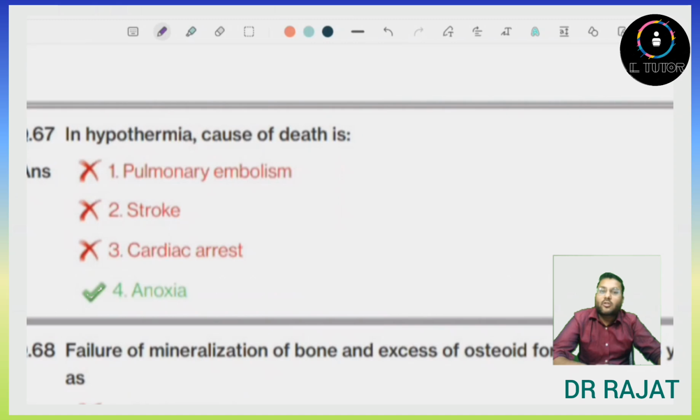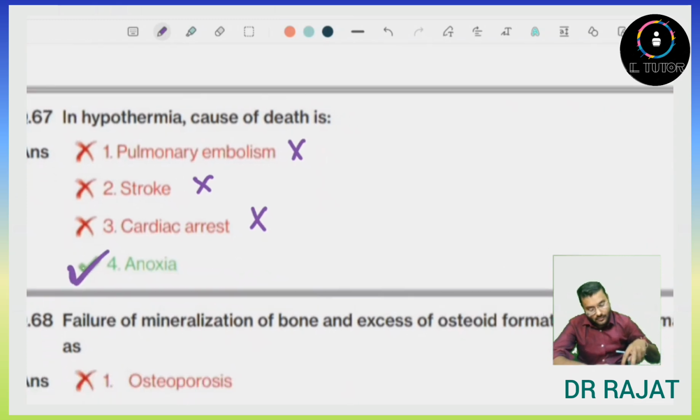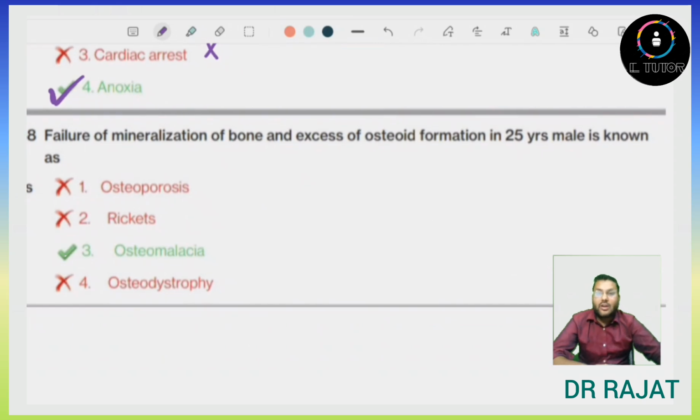In hypothermia, cause of death is pulmonary embolism. This is not true. Stroke, no. Cardiac arrest, this is also false. Anoxia, this is true. Anoxia generally leads to the death in the hypothermic patient. Failure of mineralization of bone and excess of osteoid formation in a 25-year-old male is known as? So failure of mineralization in adults is known as osteomalacia. So answer will be option number 3.